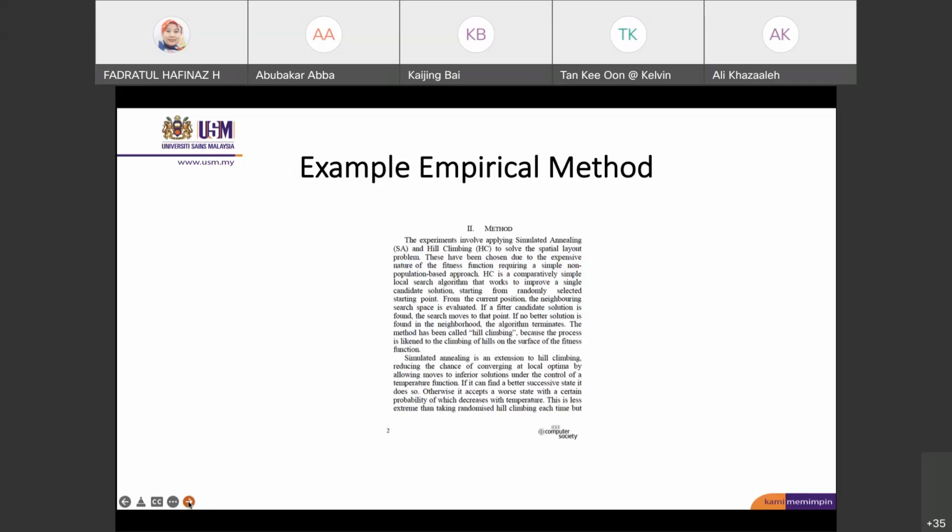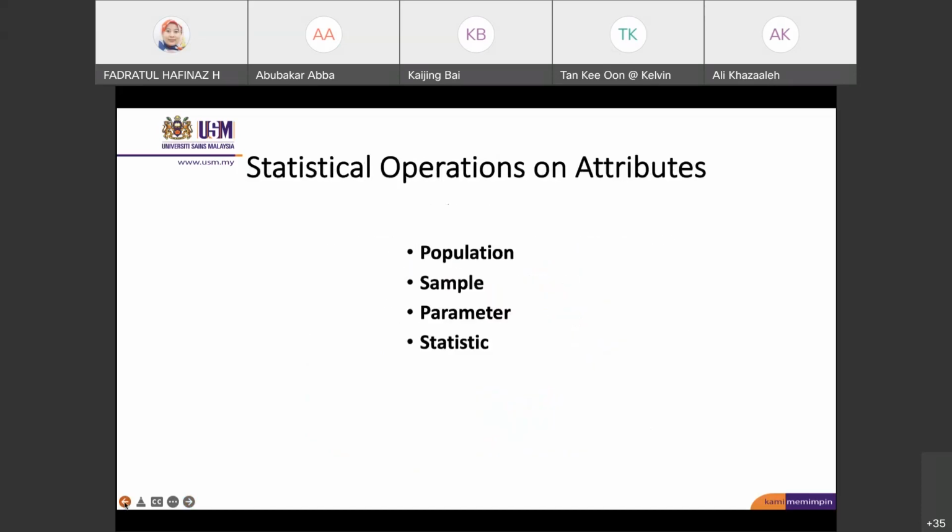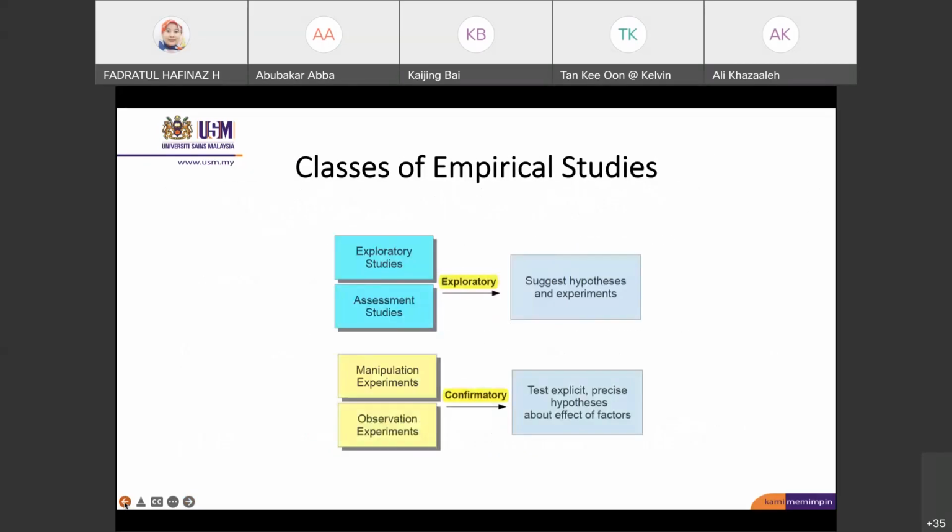Any more questions? Okay, let me go back. Someone needs help explaining exploratory versus assessment study. Let's go back to the slide on that, the exploratory and the assessment study.